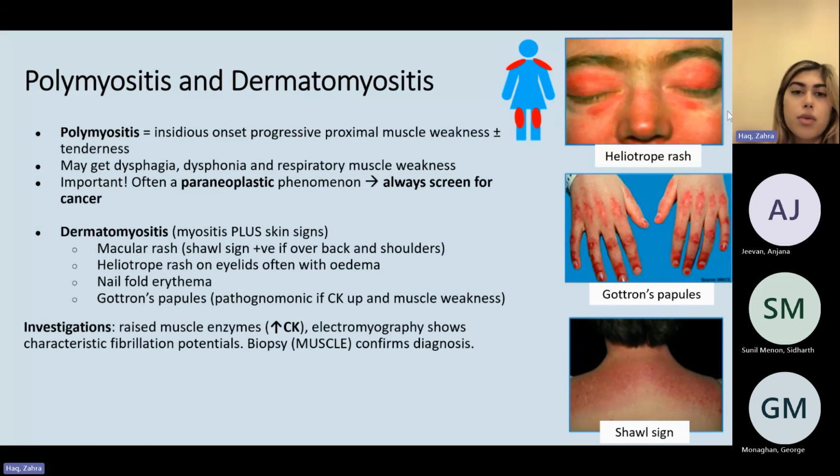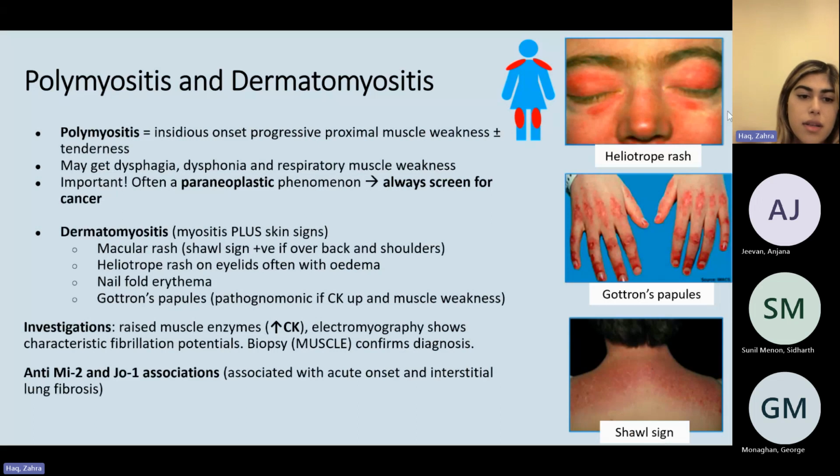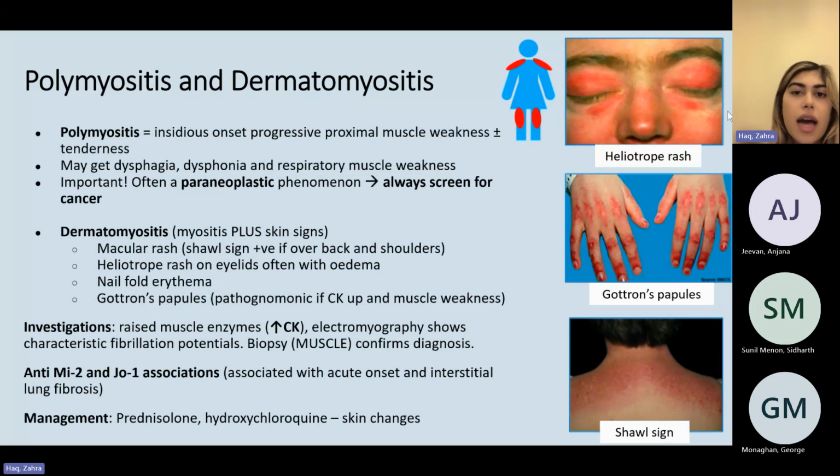Investigations: predominantly raised muscle enzymes, so a raised CK is characteristic, because of the muscle weakness and the muscle tenderness. EMG shows characteristic fibrillation, and the muscle biopsy is very important to determine the diagnosis. In terms of serology, anti-Mi2 and anti-Jo1 are associated with this as well. Management is immunosuppression, namely steroids and prednisolone. Hydroxychloroquine will manage the skin changes.